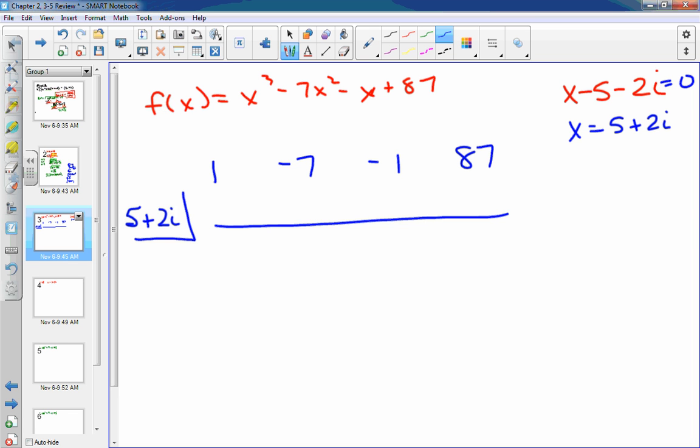So here we go. I drop down the 1, multiply on the diagonal. That gives me 5 plus 2i. What do I do vertically? Add to give you -2 plus 2i. This is where you need the graphing calculator to help you out. Do you absolutely have to have it? No. So tell me, what is 5 plus 2i times -2 plus 2i?